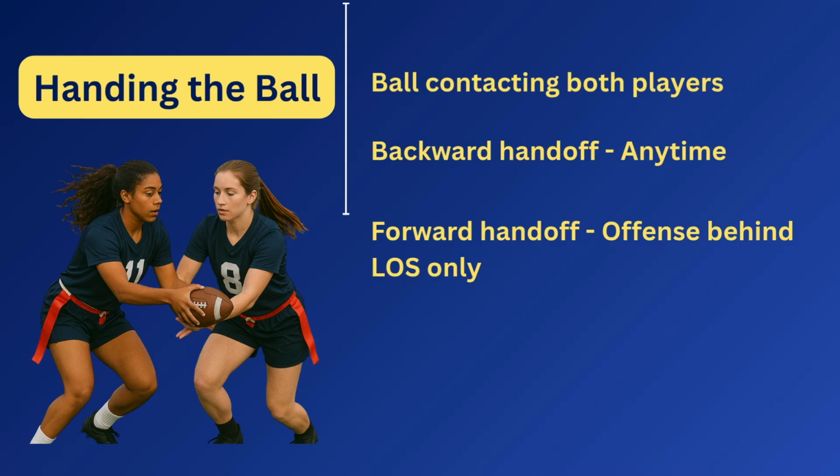And we can have a backward handoff anytime. That could occur downfield. But we can only have a forward handoff by the offense behind the line of scrimmage, right? So normally you see who you would deem as the quarterback get the snap and hand the ball off to one of their teammates. That's perfectly legal to hand it off forward behind the line of scrimmage.